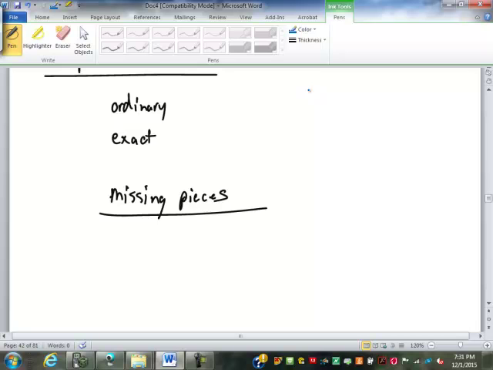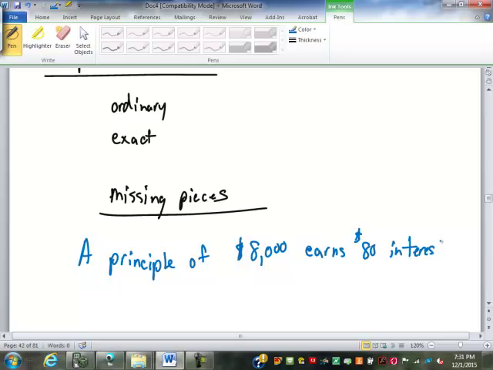So let's say that we are told a principal of $8,000 earns, let's see, $80 interest in 90 days. Find the percent.